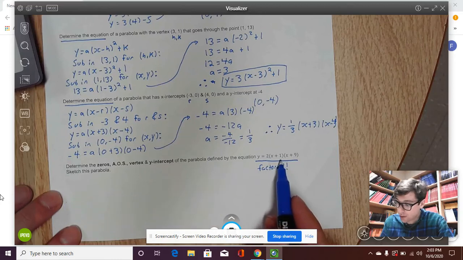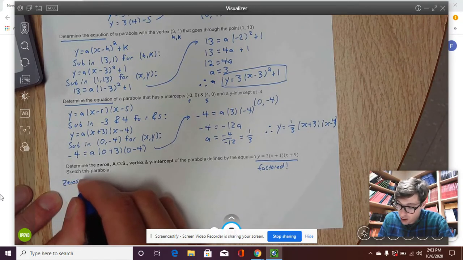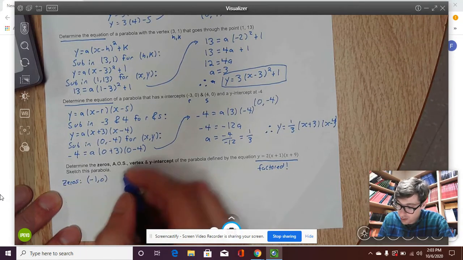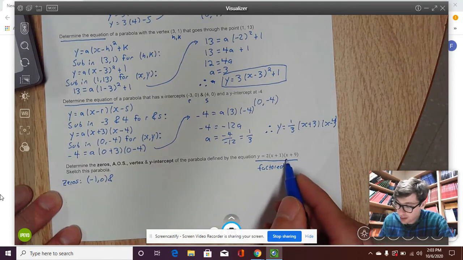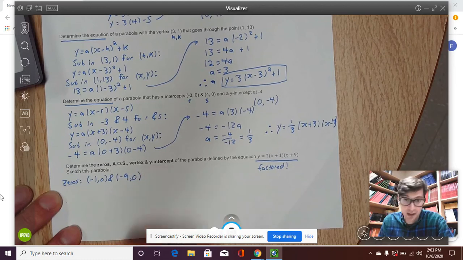So the zeros should come quick. In factored form, I know my zeros. Remember, it's x minus r, so r must be negative 1. So my first zero is negative 1, 0. And my second zero, it's x minus s, so again, we flip. So my second zero is negative 9, 0.